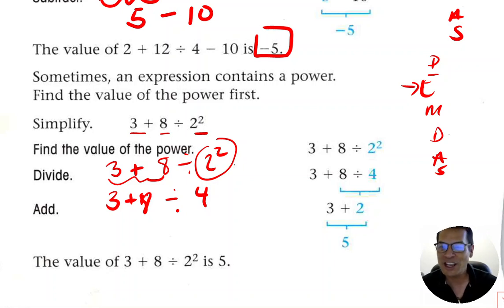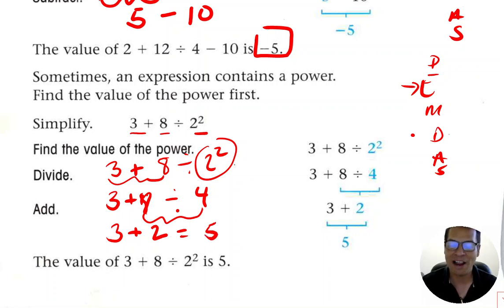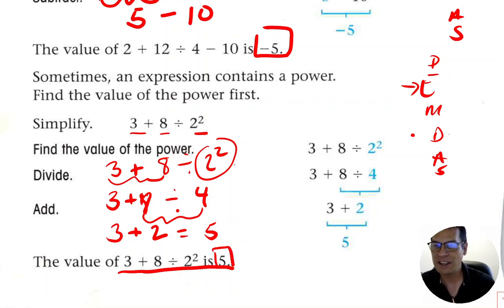Now, division before addition and subtraction. So I've got a division problem here, which means I'm going to bring my 3 and my plus down. 8 divided by 4 is 2. So then 3 plus 2 equals 5. So do you see how nice and neat that was when we followed the order of operations? So the value of 3 plus 8 divided by 2 squared is 5.